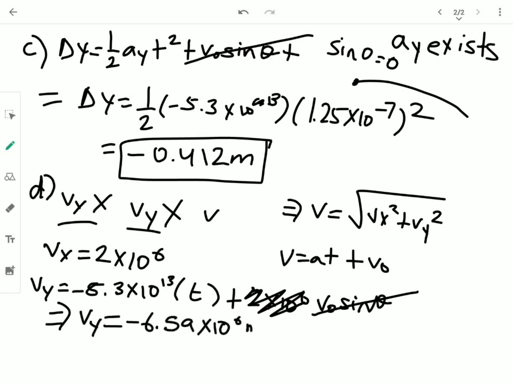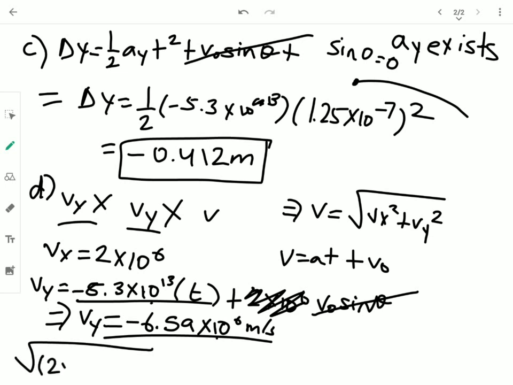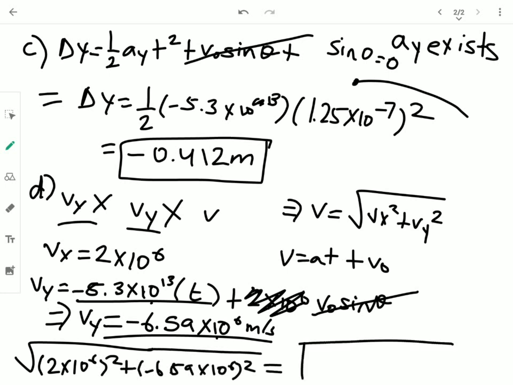We have vx and we have vy. All we have to do is square this and square this, add them, and then take the square root to get the final answer. So what we do is 2 times 10 to the power of 6 squared plus minus 6.59 times 10 to the power of 6 squared. We take the square root of all of that, and what we should get as the final answer is 6.89 times 10 to the power of 6 meters per second. So this is the final velocity of the electron.